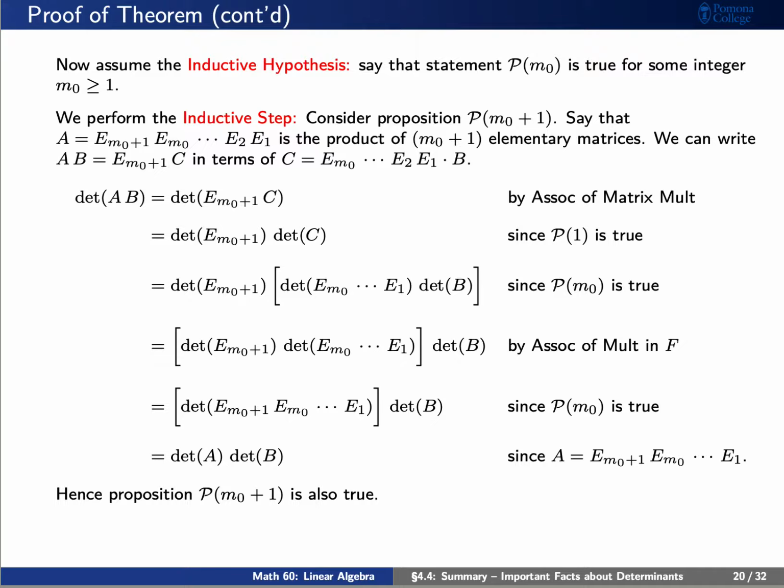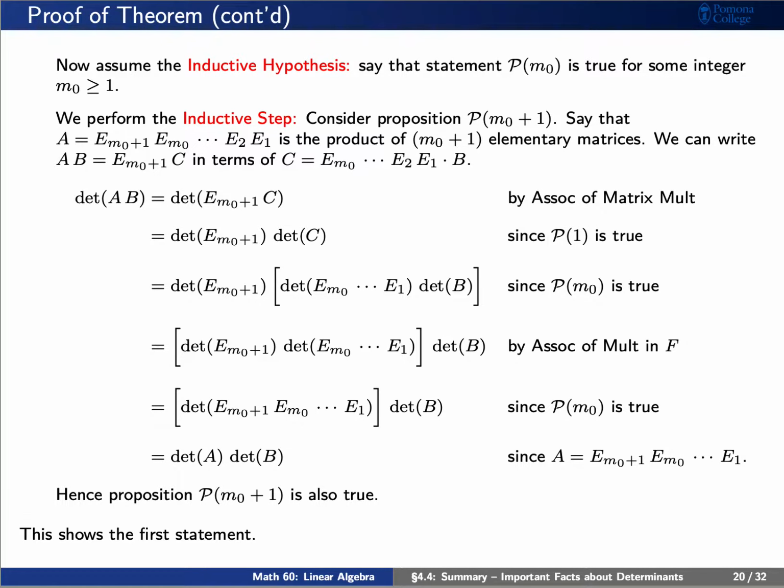Now, recombining the determinants, we see that this is equal to the determinant of e m0 plus 1 dot dot dot e1 times the determinant of B, again assuming that the inductive hypothesis P of m0 is true. But now staring at this, we see that this is equal to the determinant of A times the determinant of B, showing that proposition P of m0 plus 1 is true. So this shows the first of our three statements.